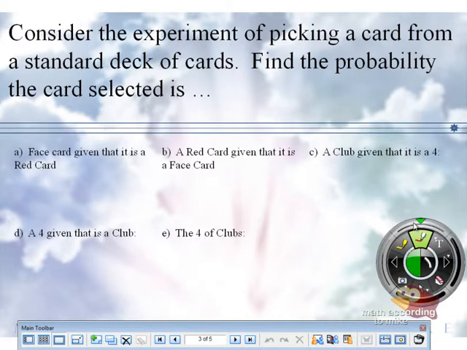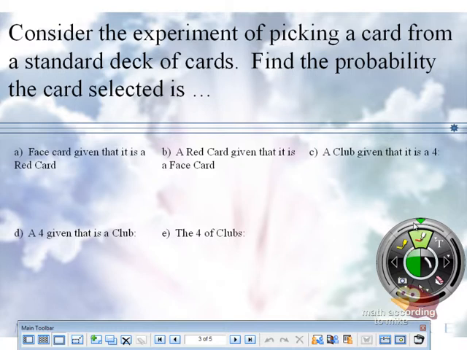Part A, a face card, given that it is a red card. In a conditional probability, you want to look for the word given. Whatever is the condition, that's your denominator. So the given goes in the denominator. Write that down. The given goes in the denominator. So part A, face card, given that it is a red card.